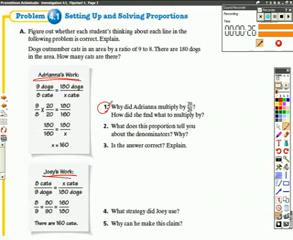So here's Adriana's work. She put 9 dogs, and this is going back up to this problem up here. Figure out whether each student's thinking about each line in the following problem is correct, and then explain. Dogs outnumber cats in an area by a ratio of 9 to 8. There are 180 dogs in the area. How many cats are there? So what we basically have is Adriana set up the ratio, 9 dogs, 8 cats, and 180 dogs to X cats. So this is our proportion.